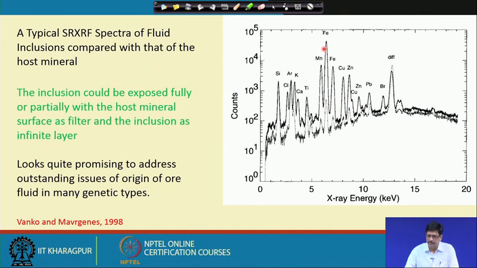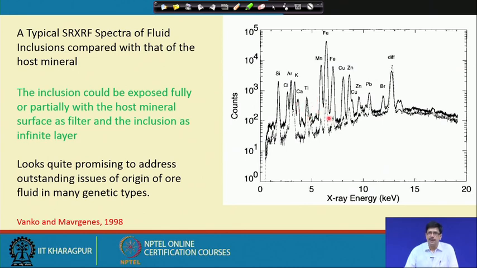We could see that some of the signals of elements like iron, manganese, copper, zinc, and lead are much higher than the signal obtained from the host mineral, giving us an idea that this could be a very effective technique. For example, in some cases we still debate which fluid was actually carrying the gold, as we discussed before in the case of the orogenic gold deposit. We still debate about the actual source, or even the case of multiple sources of the ore fluid.